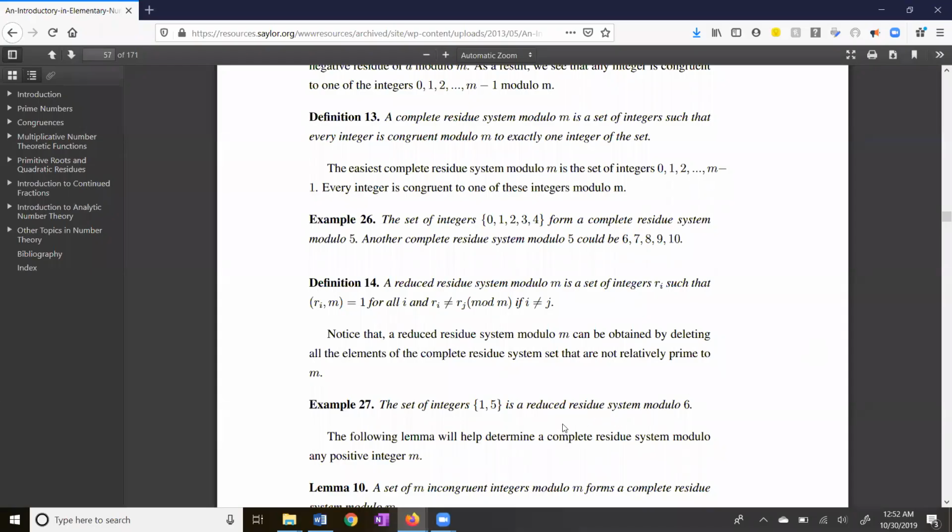One more example. If we're in mod 6, the reduced residue system is 1 and 5, because 1 and 5 are the only numbers that we can put in here. Well, I shouldn't say only. 1 and 5 are relatively prime to 6. We could put in here 7 and 11, for example. I like to list the numbers that are less than my modulus.